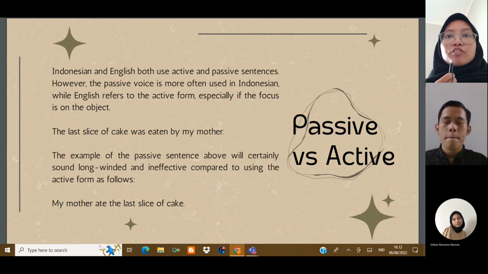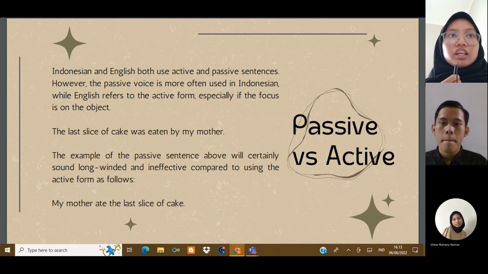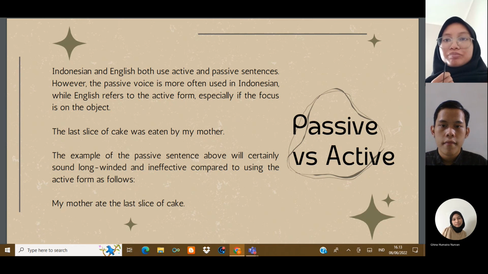Okay, the last one is passive versus active. Indonesian and English both use active and passive sentences. However, the passive voice is more often used in Indonesian, while English prefers the active form, especially if the focus is on the object. For example, the last slice of cake was eaten by my mother. The example of the passive sentence above will certainly sound long-winded and ineffective compared to using the active form as follows. My mother ate the last slice of cake.